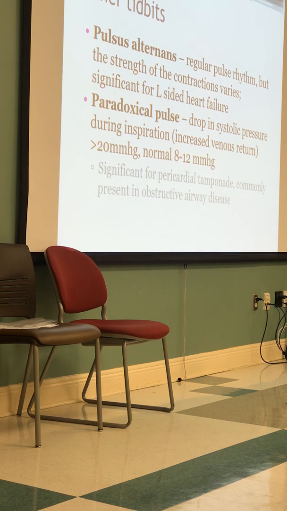Paradoxical pulse. When do you hear that? Tamponade, when the heart is being squashed in tamponade. Okay? And usually, what do you see? When a patient takes an inspiration, when you're doing their blood pressure, when they take a deep breath in, their systolic blood pressure normally drops about 8 to 12 millimeters of mercury. Okay? That's normal. When they have cardiac tamponade, it drops greater than 20 millimeters of mercury with inspiration.